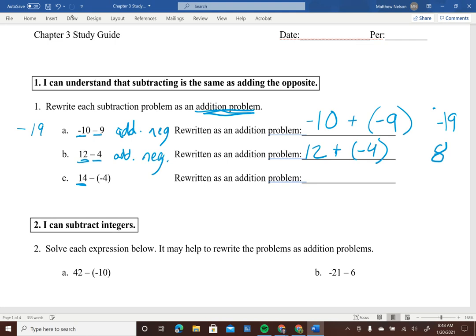And then we have part C, 14 minus negative 4. Now remember, when we are subtracting a negative, it's the same thing as adding a positive. All right, so subtraction and negative is the same thing as adding a positive. So that's what my new problem is going to look like. 14 plus positive 4. All right, so we finished that first part. Now we can scroll down here.